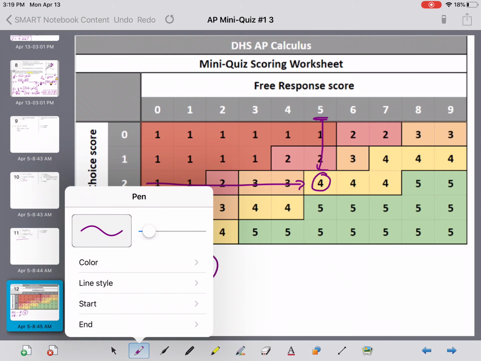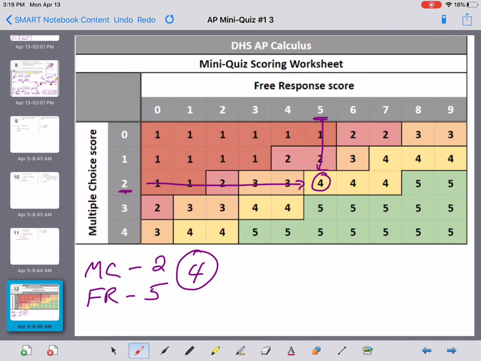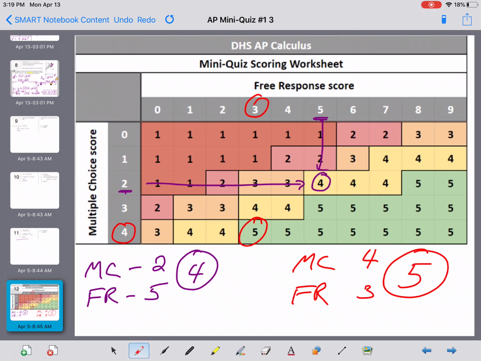Just doing another example, maybe just for fun right here, if you did real well, you did a 4 on the multiple choice right here, and you did really badly on the free response, and you only got like a 3. All right, 4 on multiple choice, 3 there. That still ends up being a 5 for the entire thing. So as you can kind of see from the chart, if you do really well in one of the areas or the other, it tends to really help you out here. So okay, hopefully that's helpful.